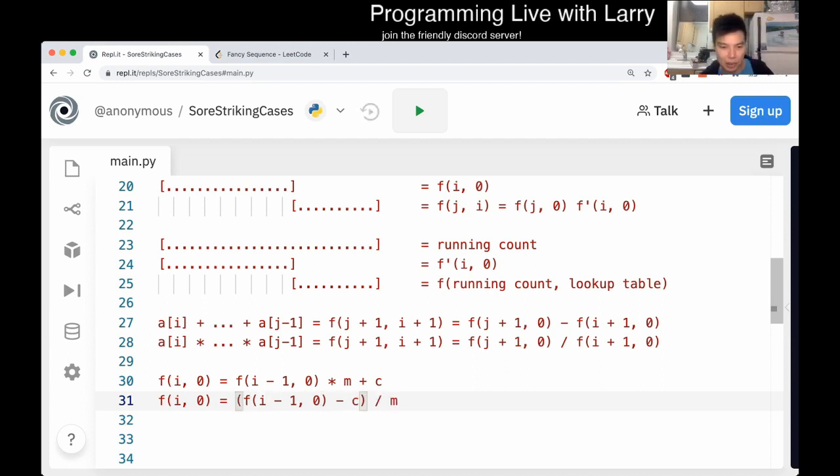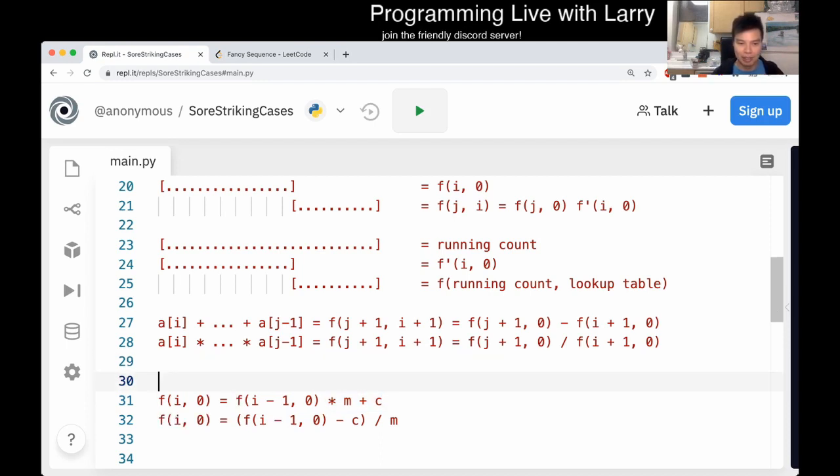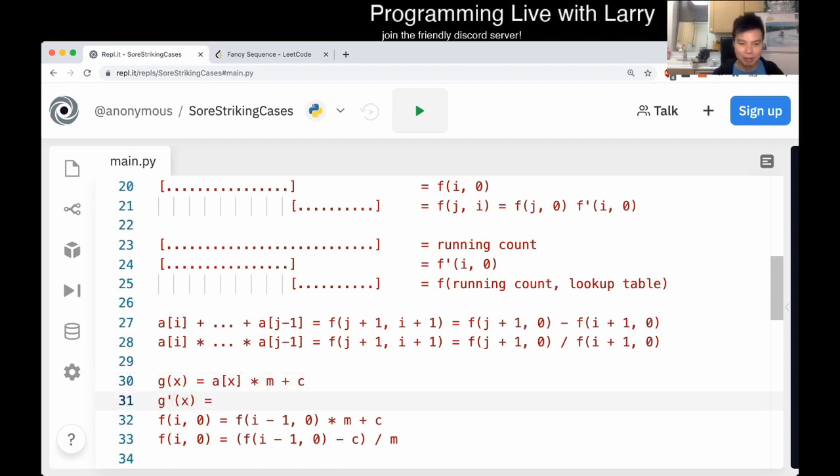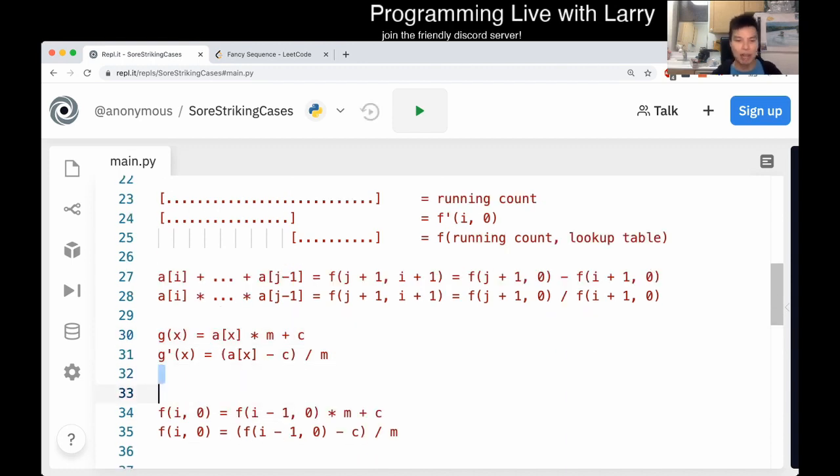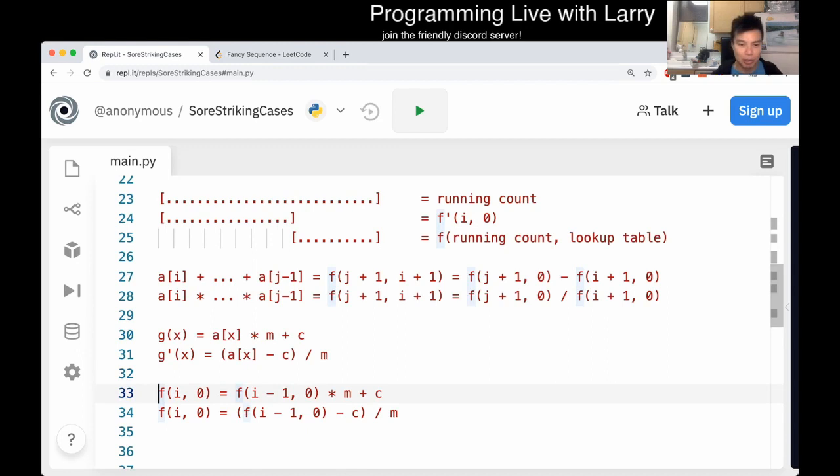So basically this is the inverse of this function, and you could try it at home. This function, g of x is equal to a sub x times m plus c. G prime of x is equal to x minus c divided by m. And you could try it at home, the reason why this works is because they cancel out, right? And once you have those two ideas together, then this becomes straightforward.